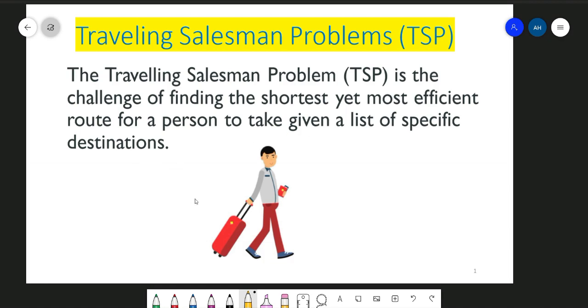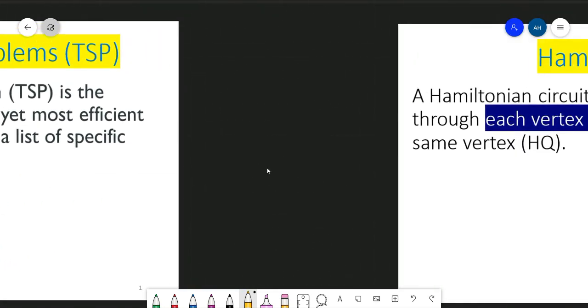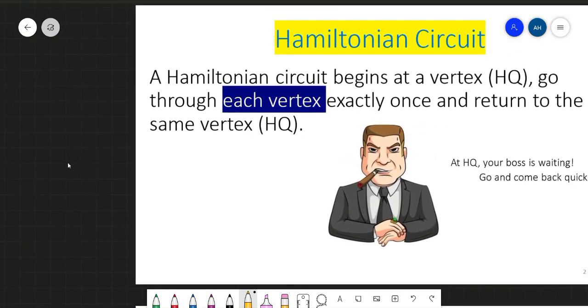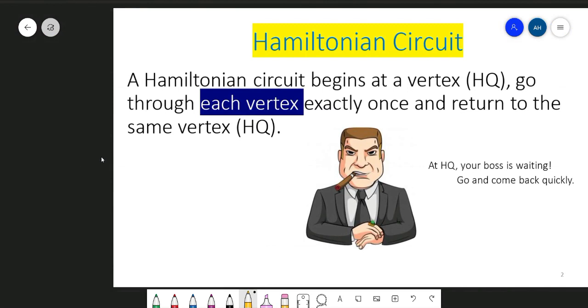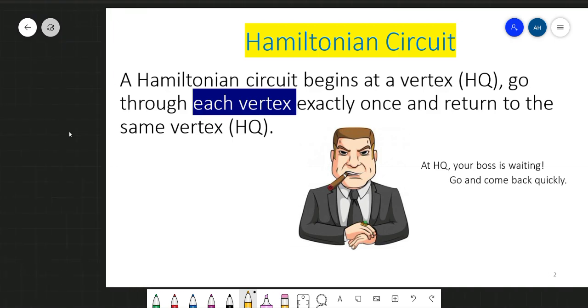In this case, the so-called salesman has to start from a particular vertex, go to many different vertices, maybe branches or customers, exactly once, and then return to his office or the headquarters. But before we can explain and try to solve TSP, we need to understand first what we mean by a Hamiltonian circuit.